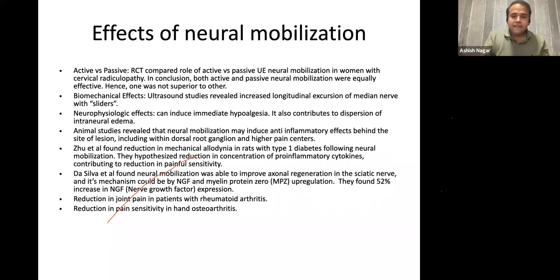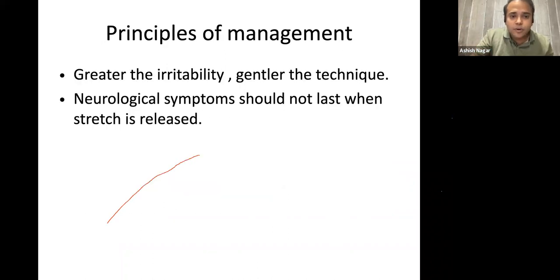These are all the evidence-based factors that you can always go ahead and read. I will come to the important part. As it said, greater the irritability, gentler the technique. So if the irritability is high, if the patient is in too much pain, just be gentle to your patient. Try not to create too much tension. Try to stay on the sliding side. Use adjunctive procedures, for example, heat or cold packs to bring down the pain, and then start with these techniques.